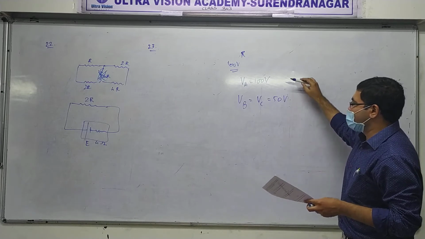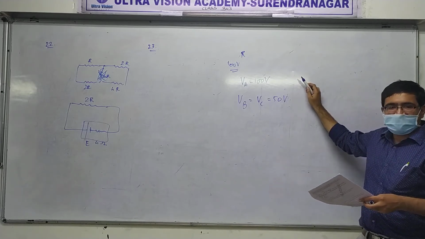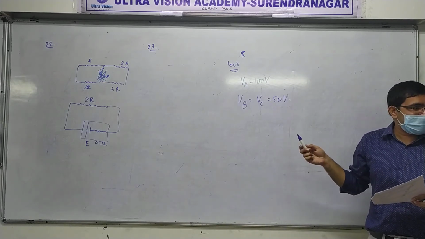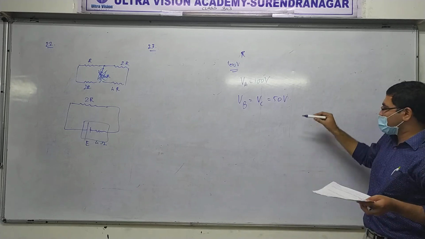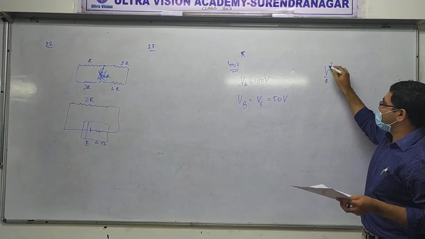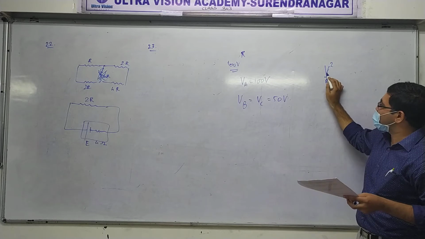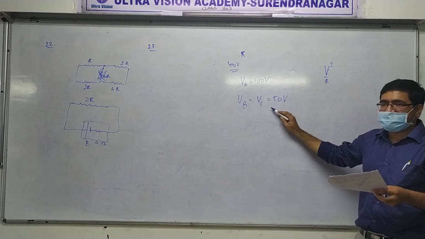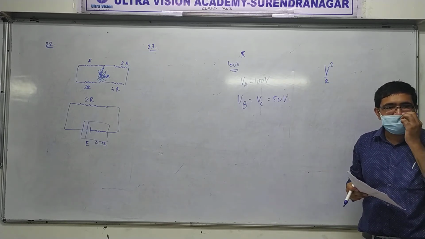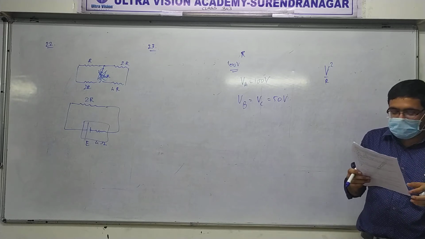So which bulb will be brighter, A or B? A. Clear? Because the power of a bulb can be written as V squared by R, and R is the same. So if it gets more voltage, then it will be brighter. Understood? Can you similarly try for D and E now?